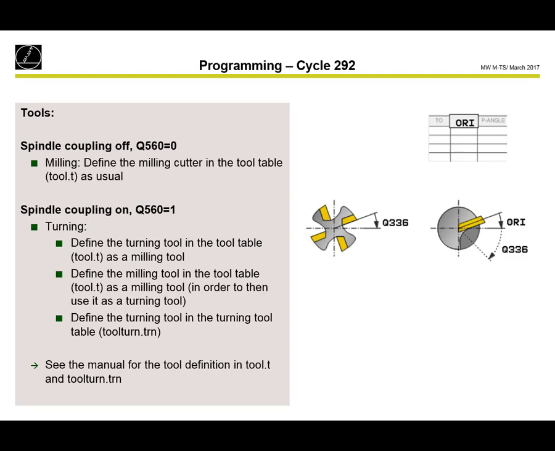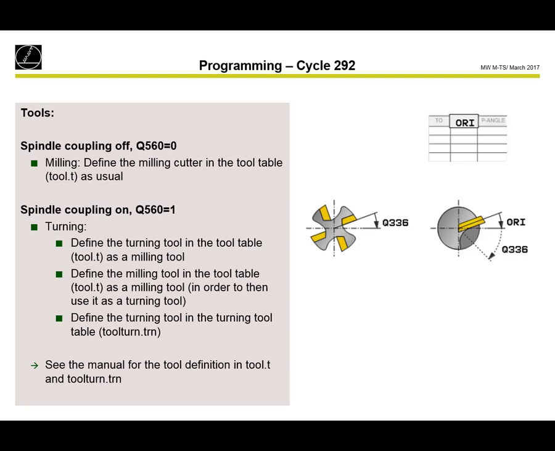Then inside of the cycle, we can decide if we want to work with an active spindle coupling. For milling, the spindle coupling should be off, so we can use it with a normal milling cutter out of the tool table. If you activate the spindle coupling, then you can also use a milling tool with a coupled spindle. You can also use a turning tool, a tool which is defined in the tool turn TRN table.